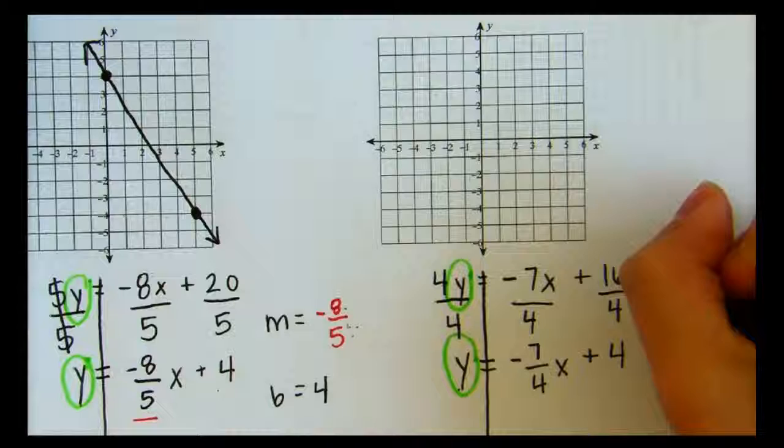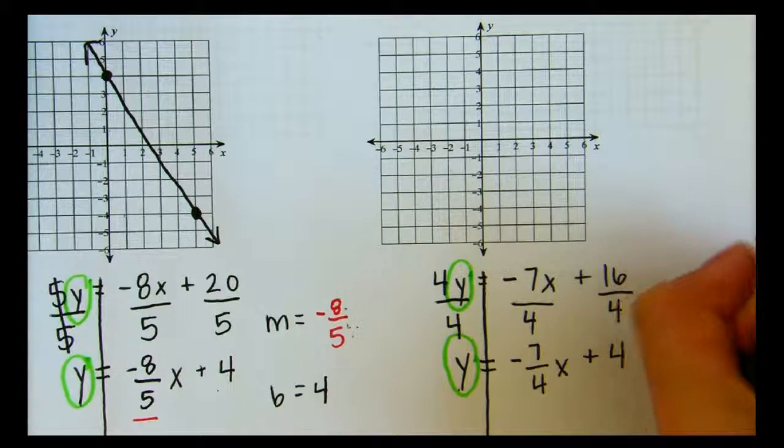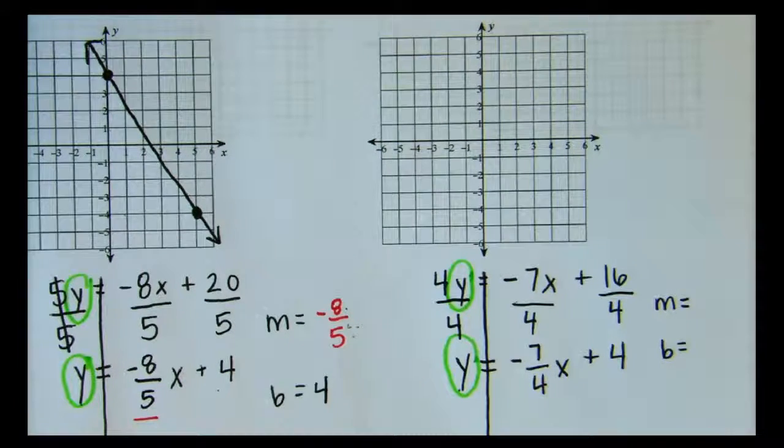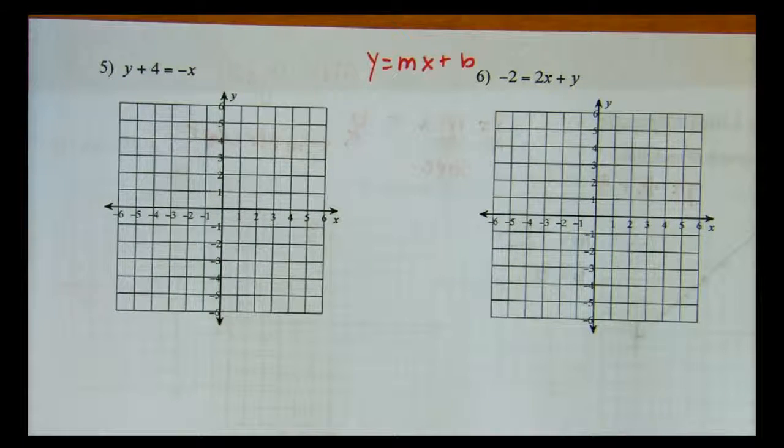So start off with, what is your slope? What is your b value? And then you're going to graph that line, comparing it with the graphs on Edpuzzle. Let's move on to numbers 5 and 6.